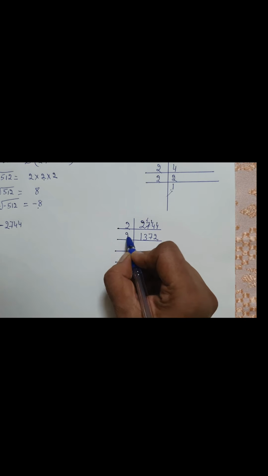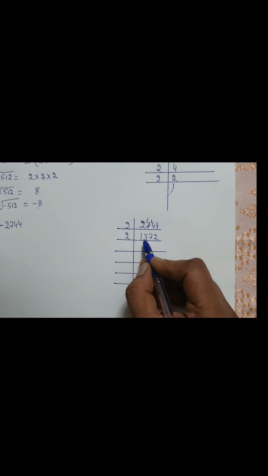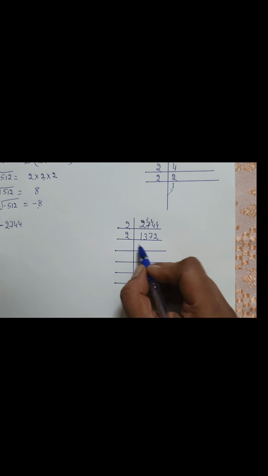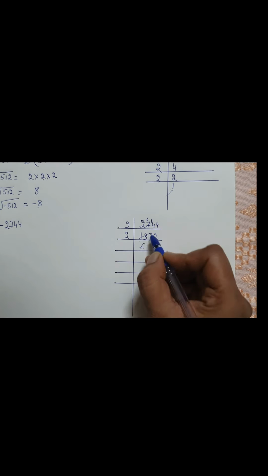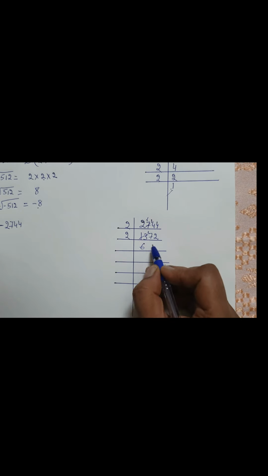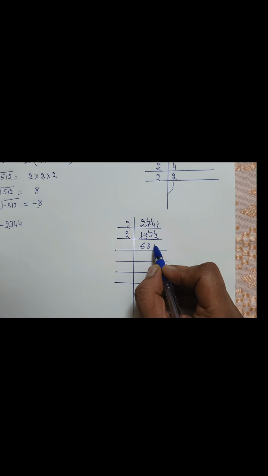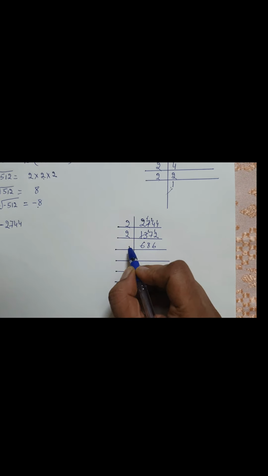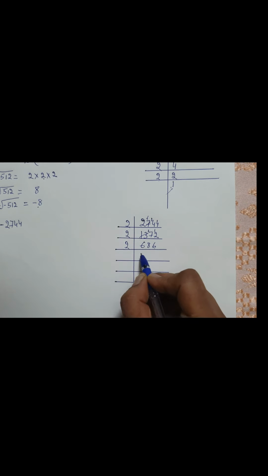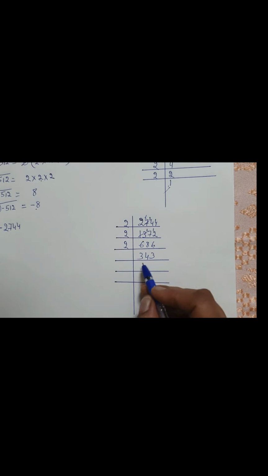Again 2 is an even number, so 2 won't go into 1, so we have to take both these numbers. 2 6s are 12. Okay, carry this 1 here. 2 8s are 16. Carry this 1 here. 2 6s are 12. Again 6 is an even number, so 2. 2 3s are 6. 2 4s are 8. 2 3s are 6. Now children, we got 343.